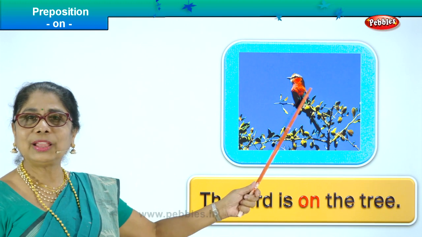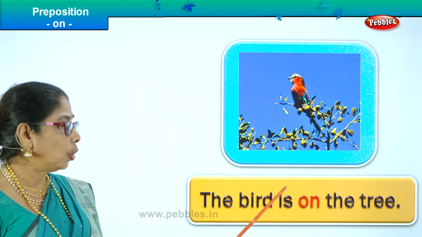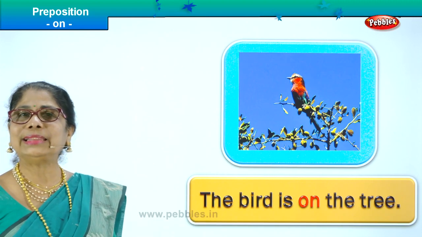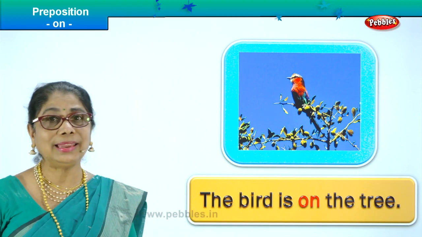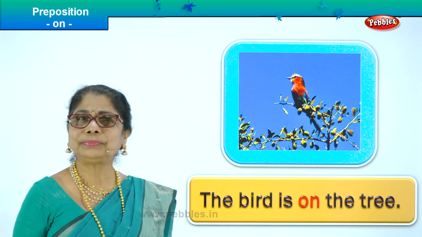Is it clear? We have a picture, we have a sentence, we are doing preposition on. Where is the bird? On the tree. Read the sentence again. The bird is on the tree. Clear? Interesting? Good. Let's take our next picture.